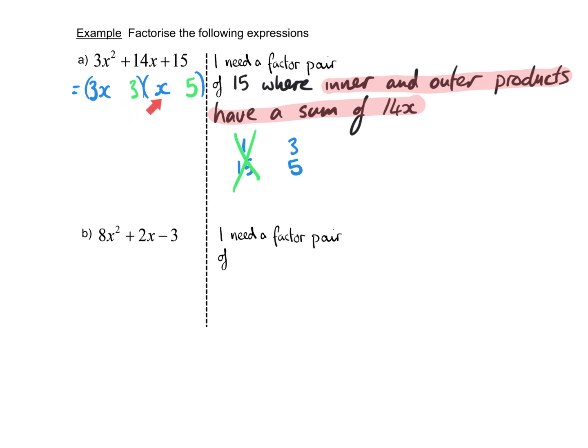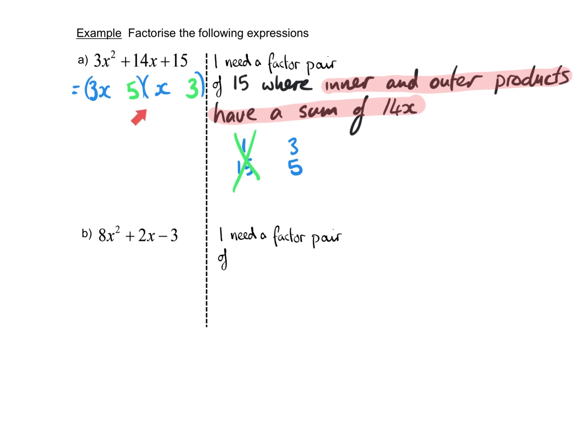So my inner product is 3x. My outer product is 15x. Do 3x and 15x have a sum of 14x? And again, the answer there is no, so I'm going to rub them out. And I'm going to try and put them in the other way around. So this time I'm going to put the 5 here and the 3 here, so swapping the order of them. And again, this should work because it's the last possible combination.